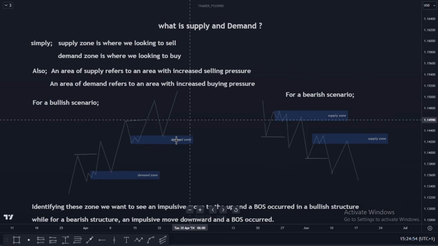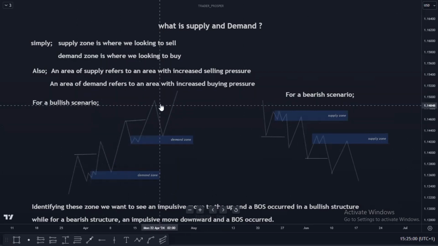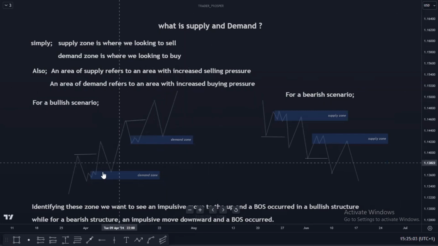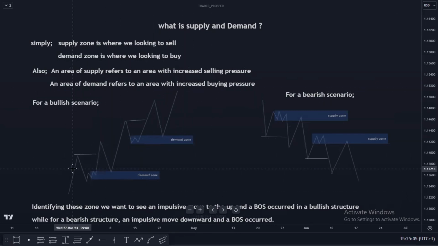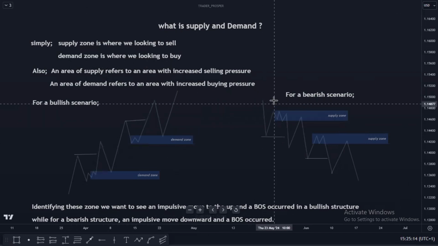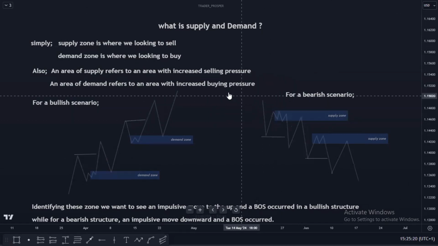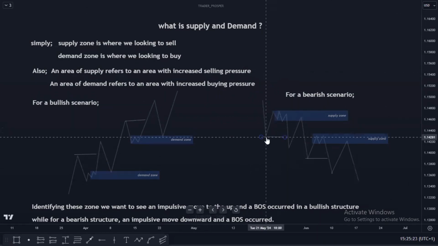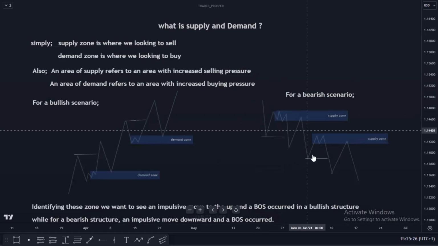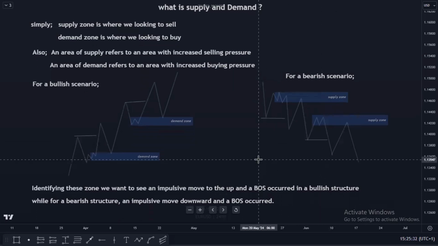Now, talking about that, you can see the structure here which I drew. An area of demand is an area with increased buying pressure. You see the pressure here. The market was creating a higher high, higher low, higher high, higher low. This was massive buying pressure. For a bearish scenario, you will see increased selling pressure. It was creating a lower high, lower low, lower high, lower low. If you've not watched the market structure video, go back to the previous video, where I taught how you could identify market structure.